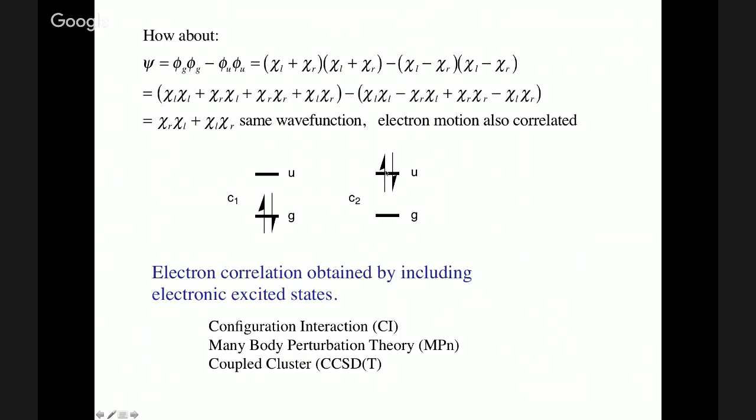Adding this second configuration, where we've taken the electrons out of the G orbital and put them into the U orbital, is called an excitation. Exciting the electrons and adding electronic excited states into your ground state picture allows you to include electron correlation. And there are a bunch of different ways that one can go about doing that.